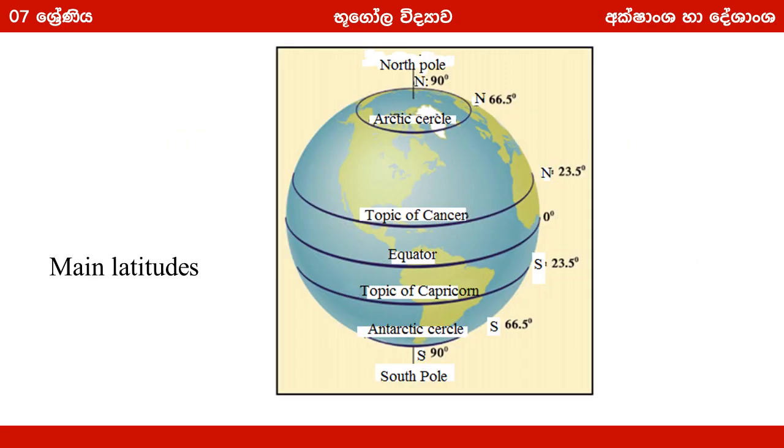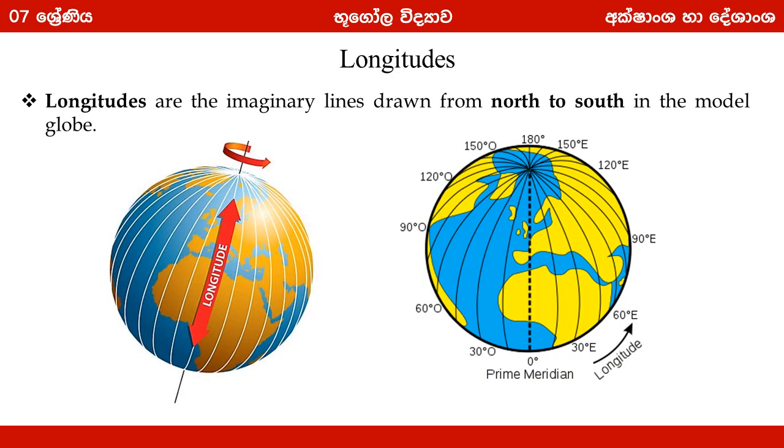The main latitude is the equator. From the equator to the North Pole, we can see two main latitudes. They are the Tropic of Cancer and the Arctic Circle. From the equator to the South Pole, we can see another two main latitudes.